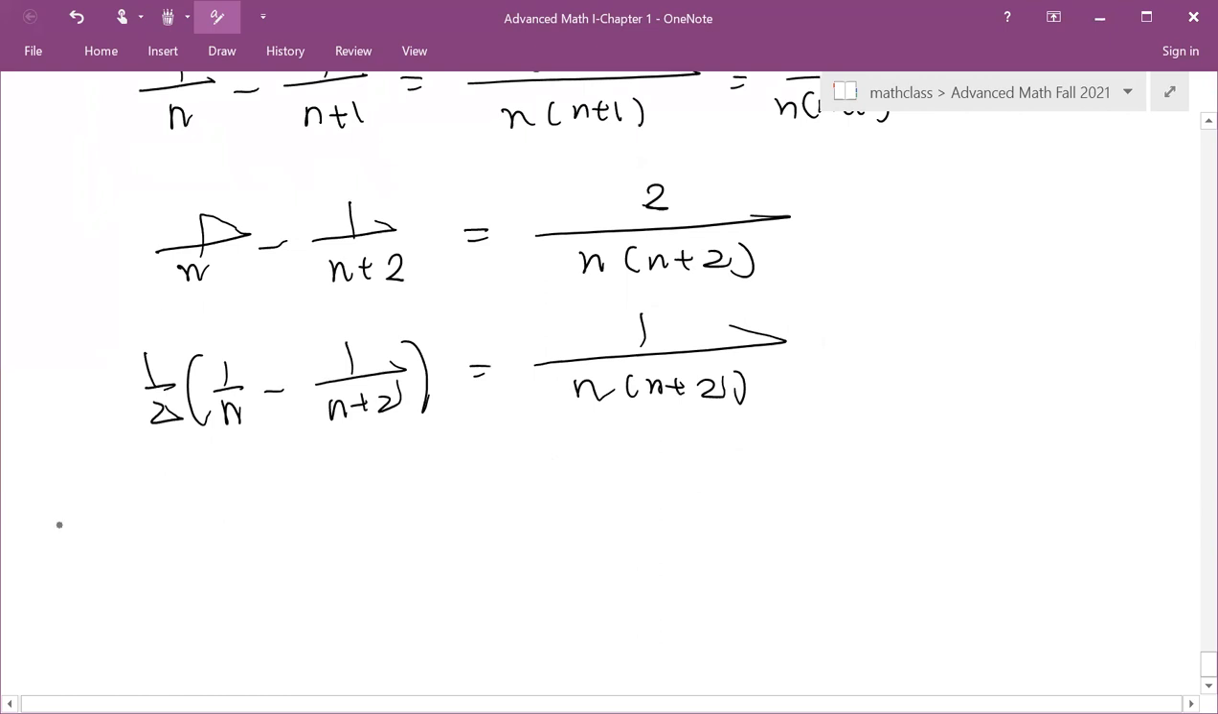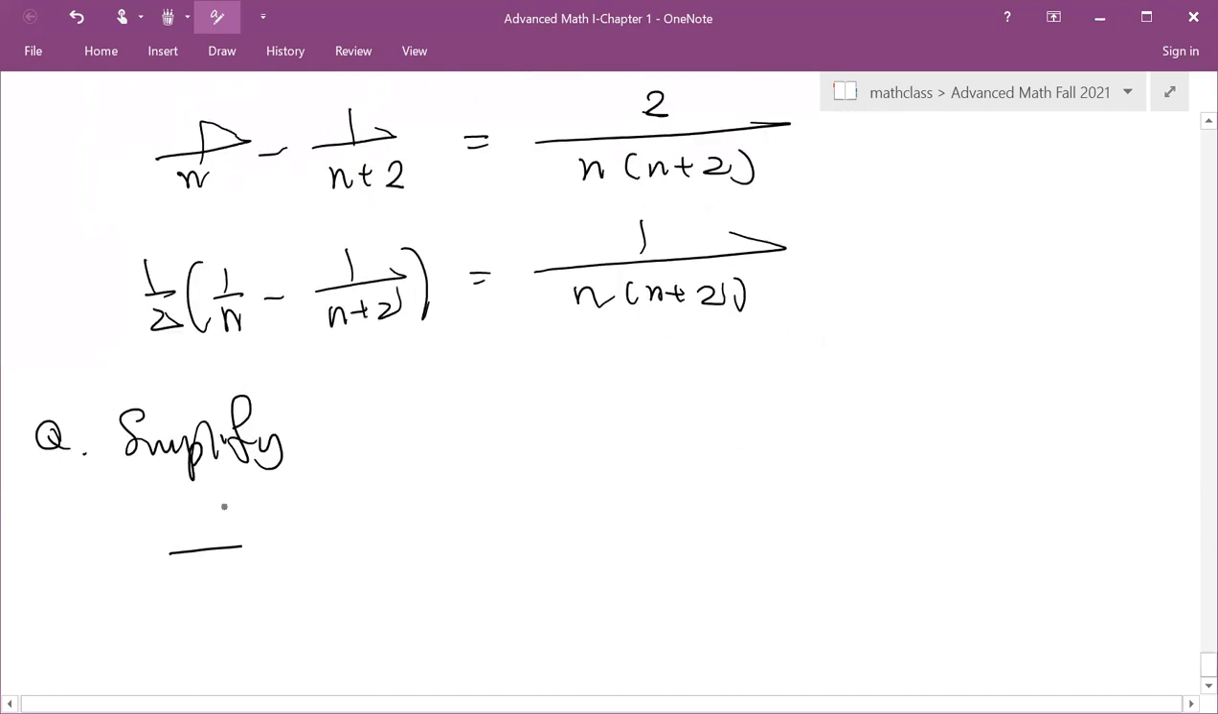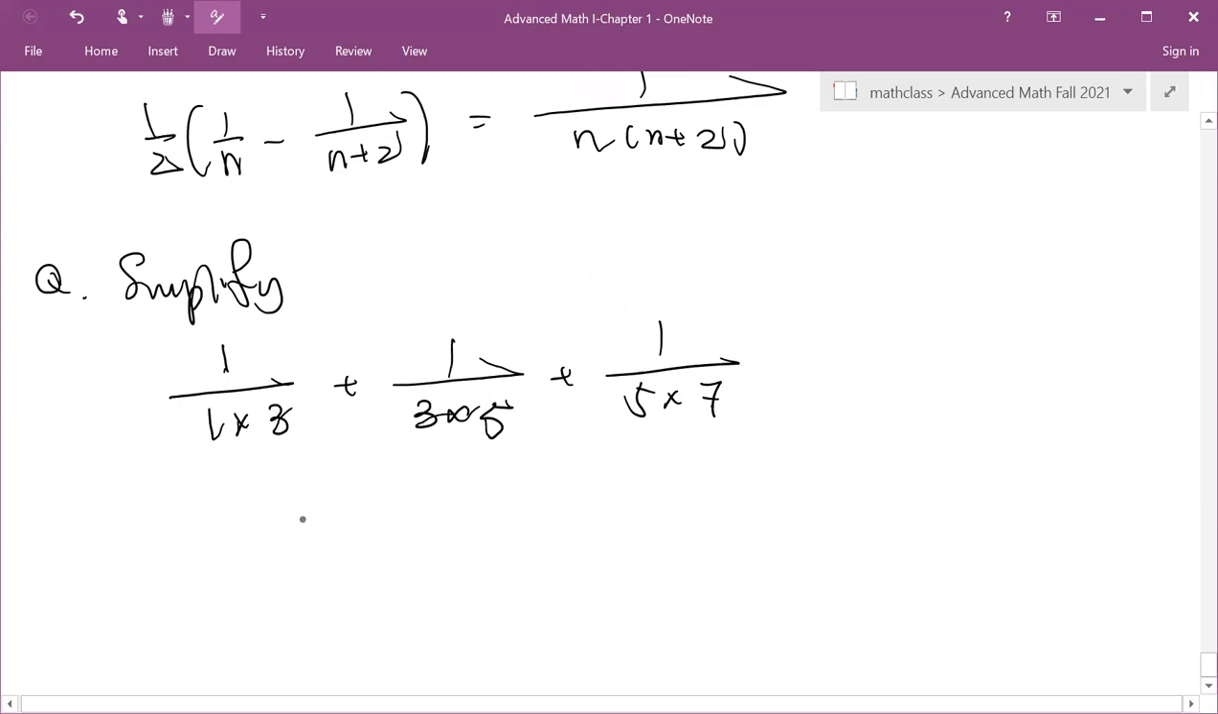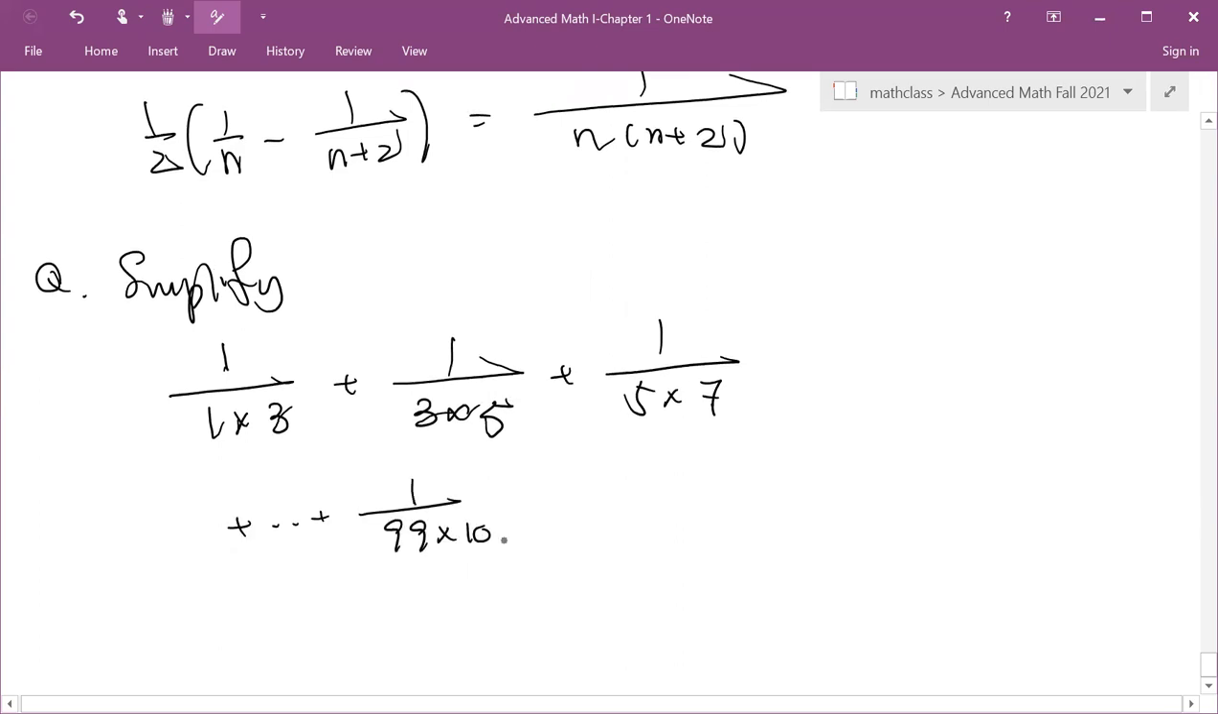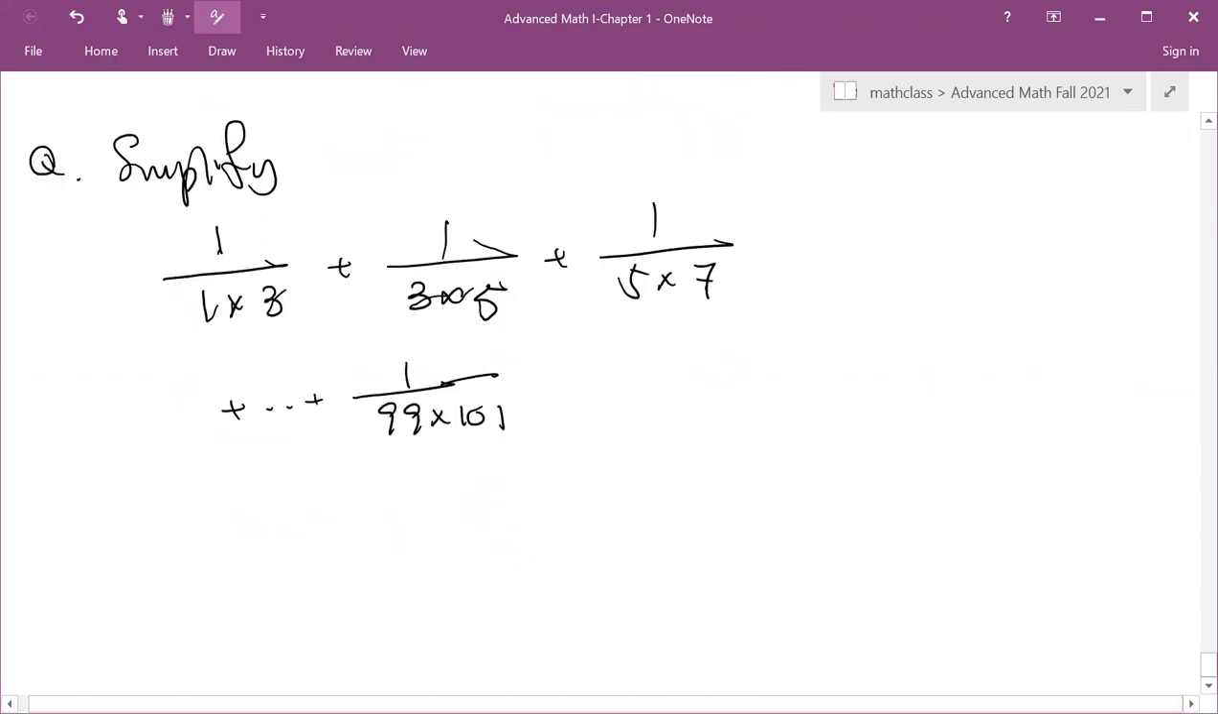Okay, so I'm going to ask you to simplify the following: 1 over 1 times 3, plus 1 over 3 times 5, plus 1 over 5 times 7, and so on up to 1 over 99 times 101. Please do this problem.